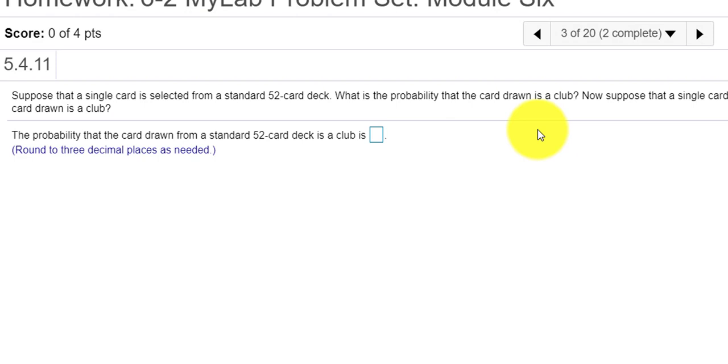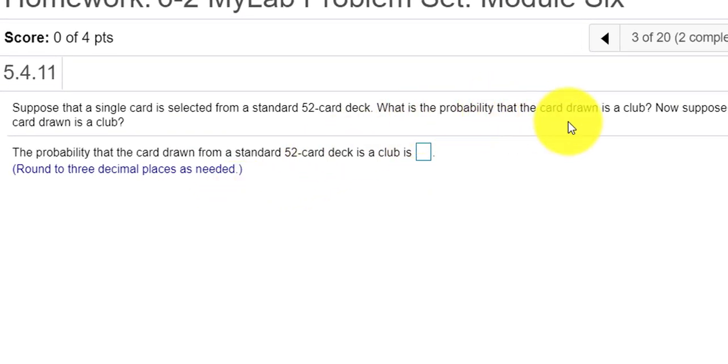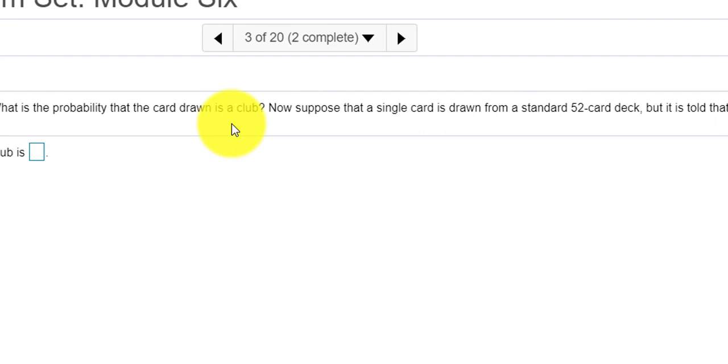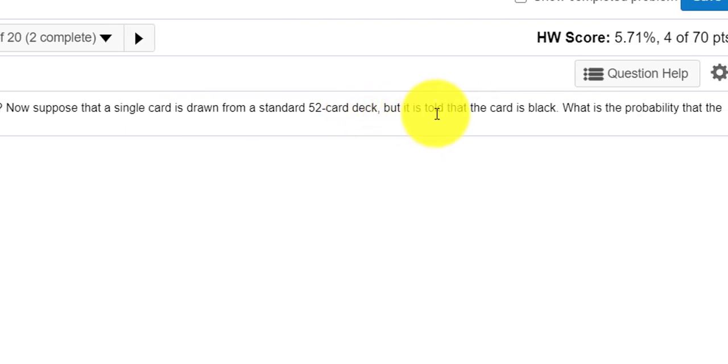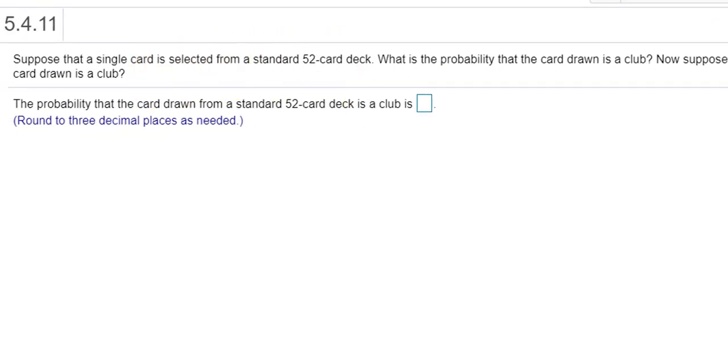Number 3. Now the degree of difficulty increases a little bit. So we have a deck of cards, 52 cards in a deck. What is the probability that the card drawn is a club? And then what is the probability that the card drawn is black, given that it's a club?